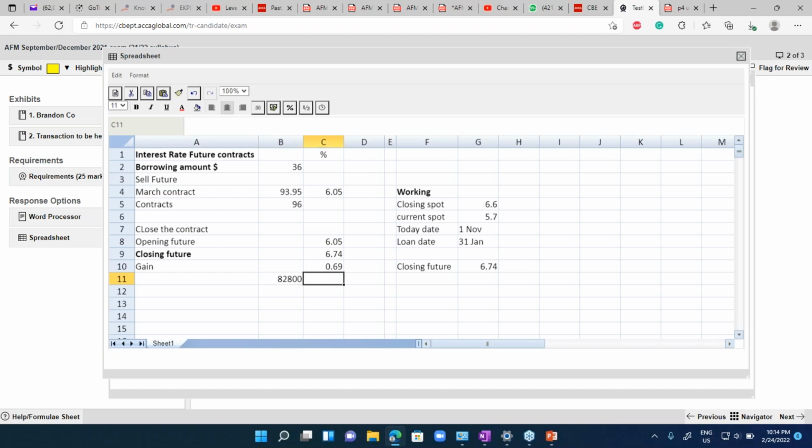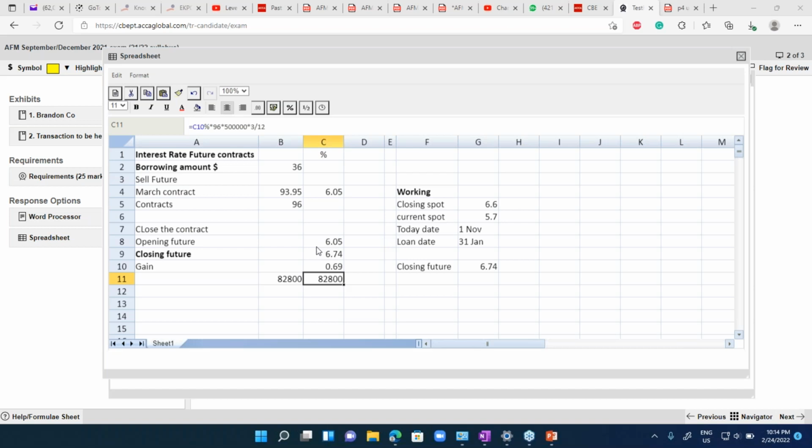There is another way of solving this. Multiply the gain into number of contracts into contract size into 3 by 12. So there are multiple ways of solving this.